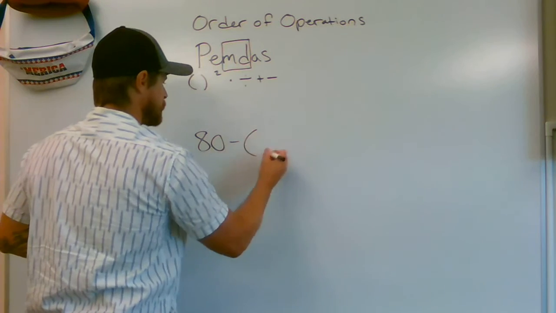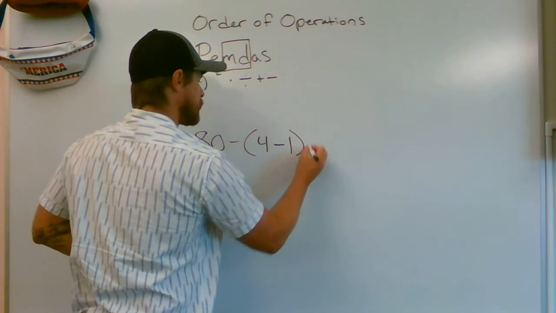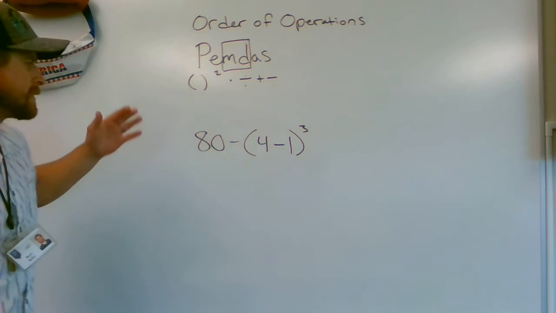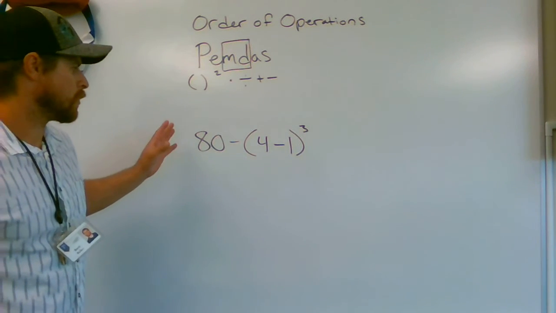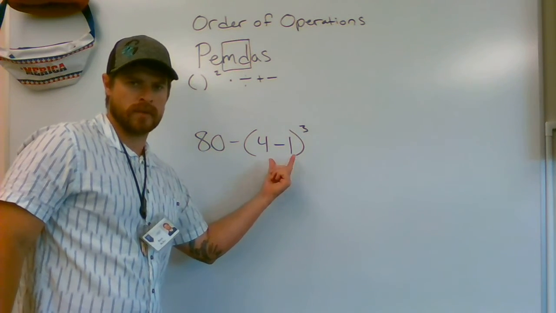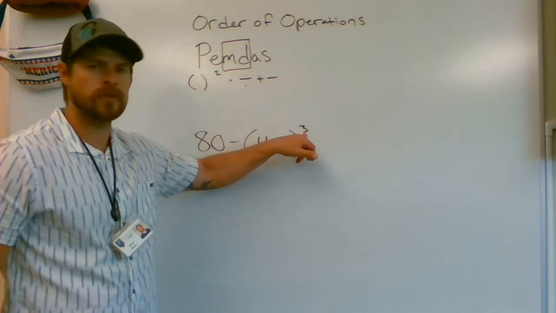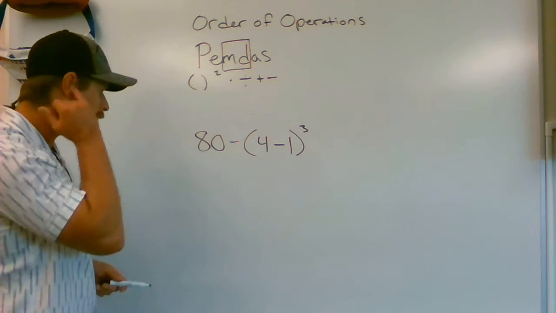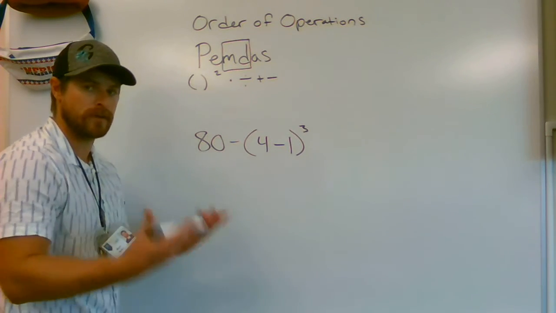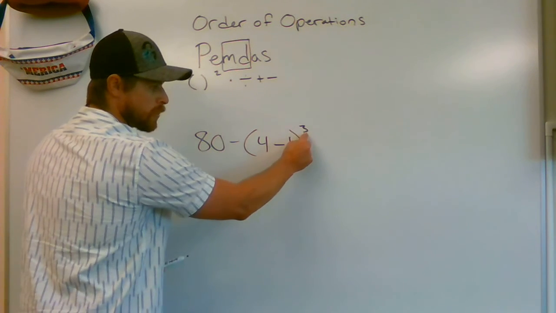If I said 80 minus (4 minus 1) to the power of 3. Okay, if I asked you to evaluate this right here, I would see many students saying 80 minus the value of 4 minus 1. So we want to know what the value of 4 minus 1 is. That's what we want to take 80 away from. But we also have to power it to 3. So the first part of this entire problem is just simplifying 4 minus 1, getting that down to the value of 3. Because what we're going to take away is 3, that value, to the third power.